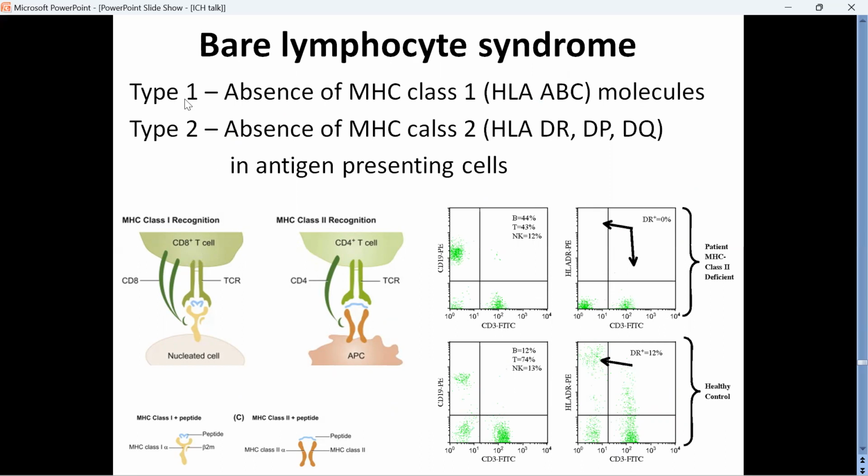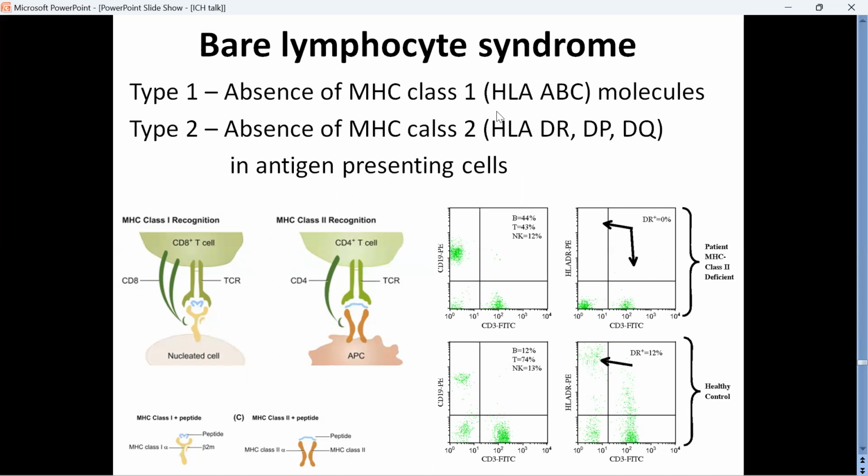If it is bare lymphocyte syndrome type 1, you don't find MHC class 1 molecules in any of the cells, because MHC class 1 is present in all the nucleated cells of the body. So in type 1, there is absence of MHC class 1 molecules, which are HLA-A, B, and C. Whereas in bare lymphocyte syndrome type 2, there is absence of MHC class 2 molecules, which are HLA-DR, DP, and DQ. HLA class 2 molecules are typically seen only in antigen presenting cells, whereas HLA class 1 is seen in all the nucleated cells.